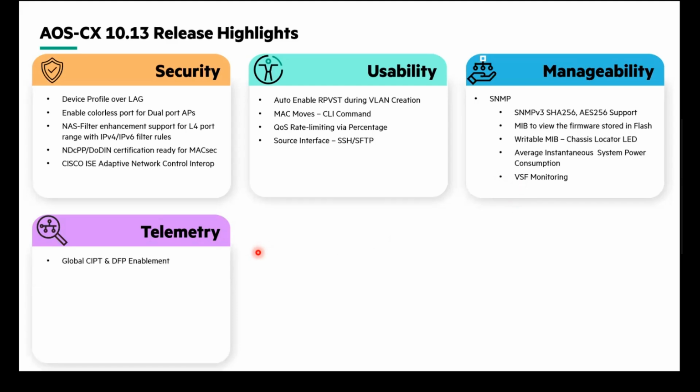First is the global client IP tracker, and then the device fingerprinting enablement. Previously these features were enabled per VLAN and port only. Now we will have a global CLI knob to control the enablement of these features. So even when a new VLAN or a port is being added, they can be easily enabled with these telemetry features like CIPT and DFP.